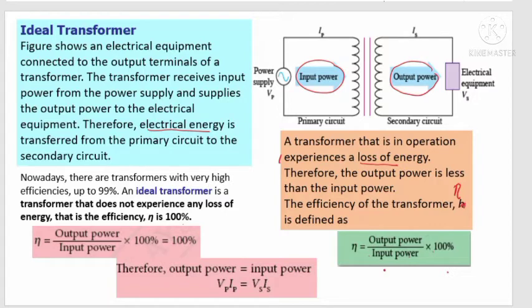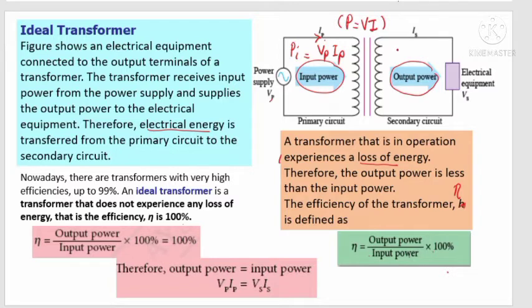Okay. Efficiency is defined as output power divided by input power times 100%. Let's look at the primary circuit. The current flowing is IP, the voltage is VP. Thus, the input power is equal to VP IP. It comes from the formula of power, P equals VI.